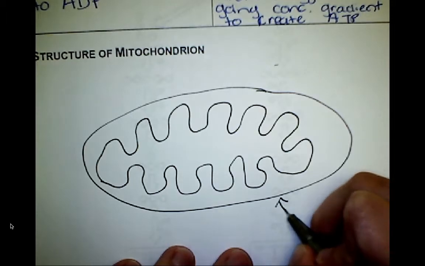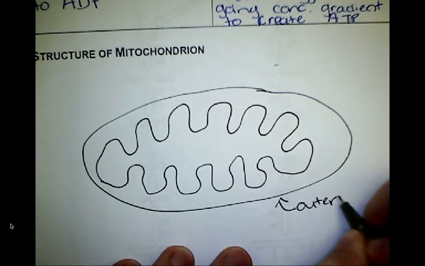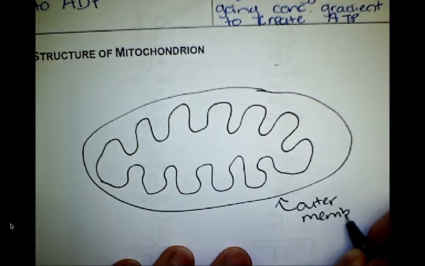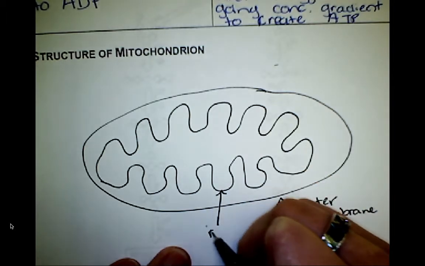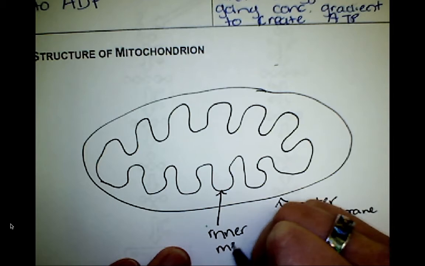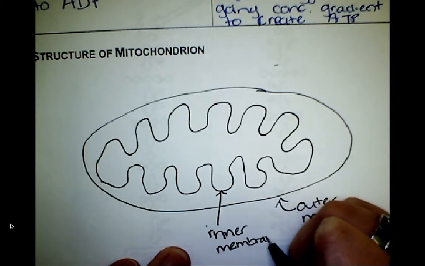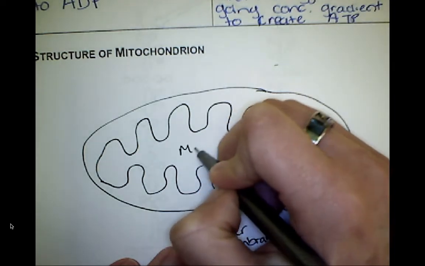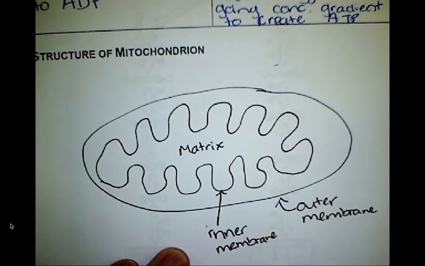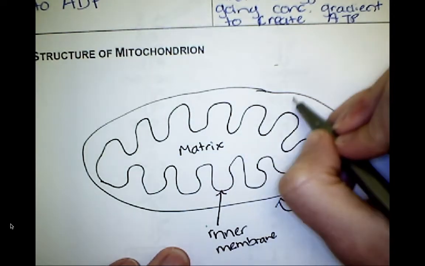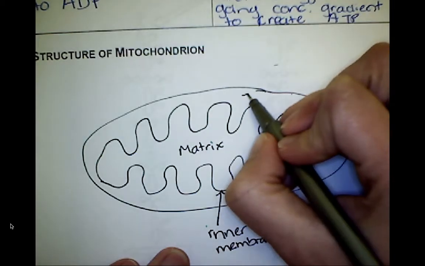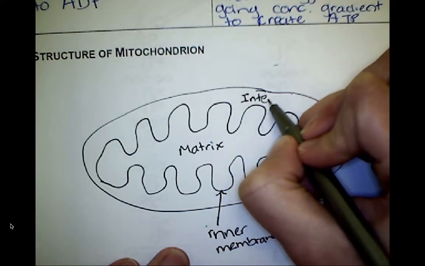And so this is really tricky naming here. This is called the outer membrane, and I bet you can guess what this is called. This is called the inner membrane. Oh, they got real creative here. The inside, this part here, is called the matrix, okay? And then this space in between the outer and the inner membrane is called the intermembrane space. I'm telling you, they got real creative.